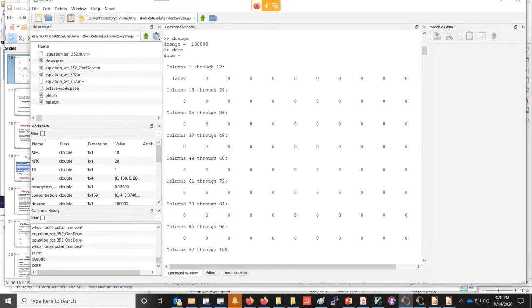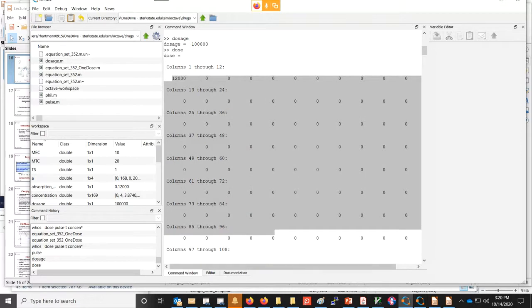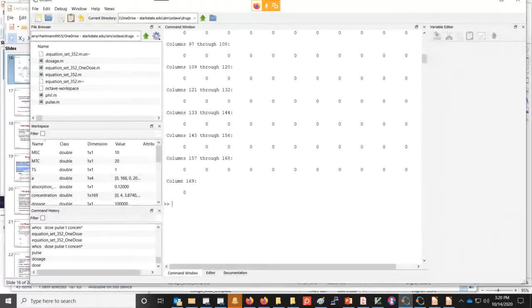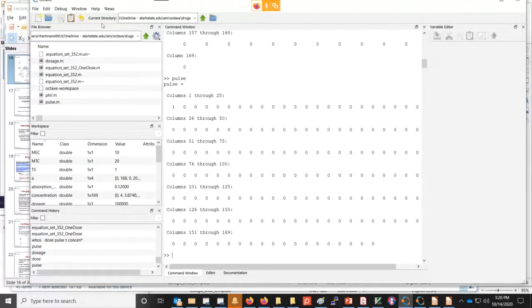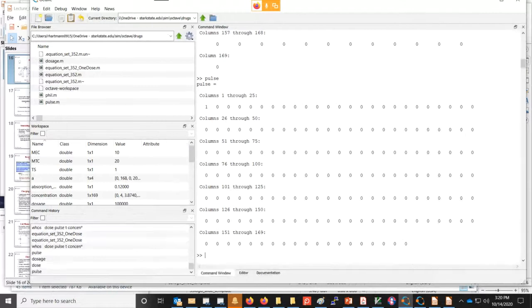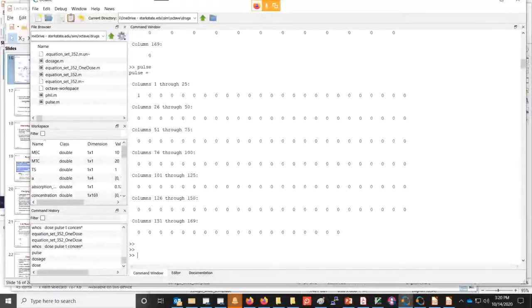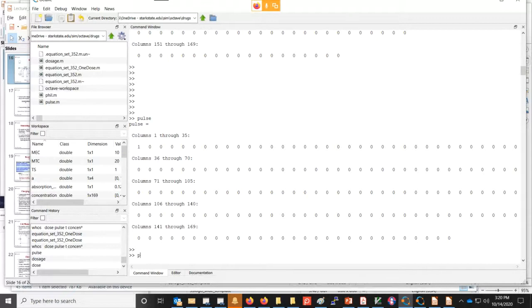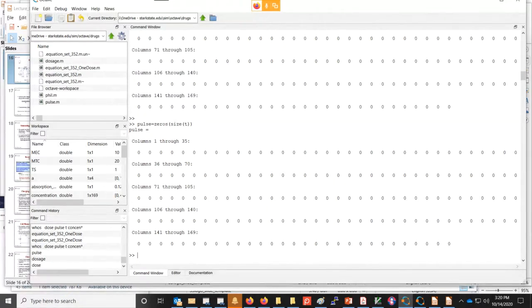All right, so now what I need is, the doctor didn't tell me to take it once and quit, which is what I'm doing here. The doctor said take it every 8 hours. So what I'm going to do is take this pulse vector here. I created this pulse with all zeros, the size of my T vector.